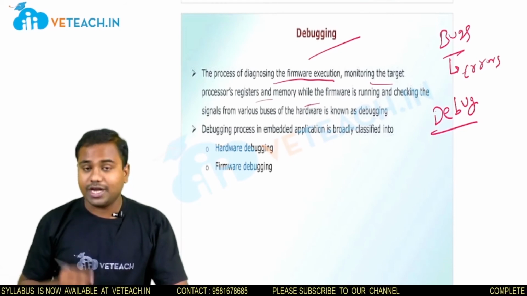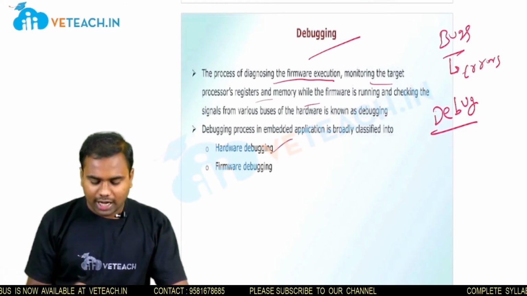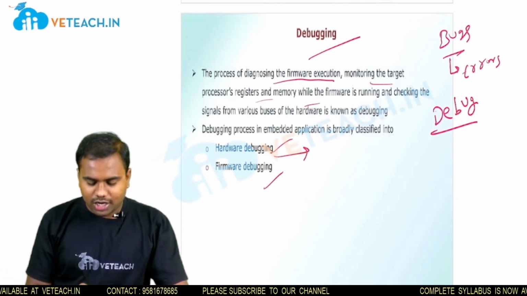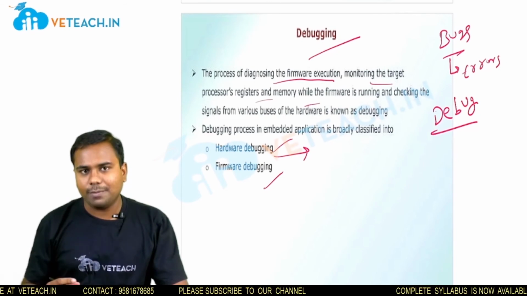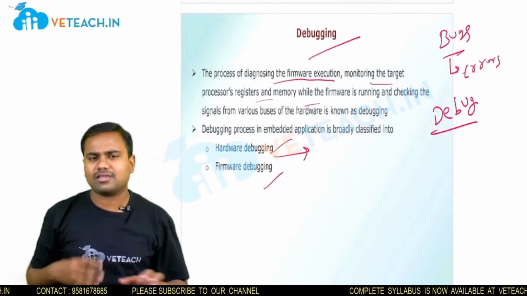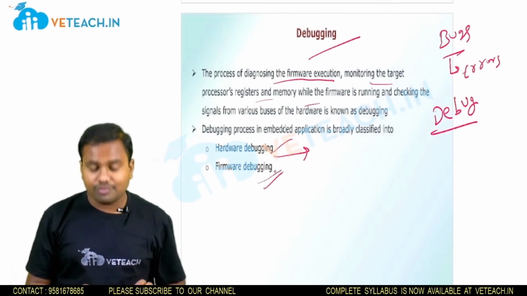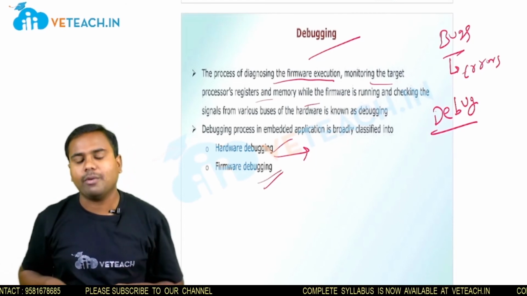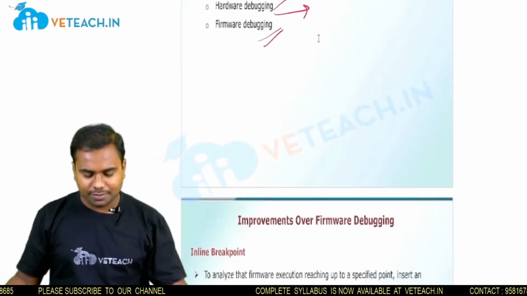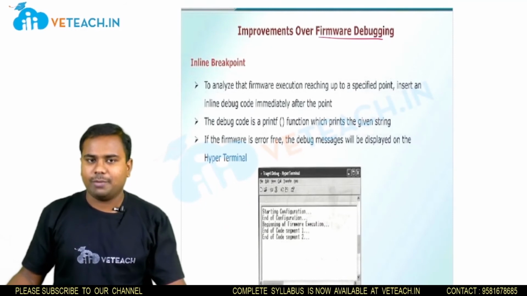The debugging is divided broadly into two parts. They are classified as hardware debugging and firmware debugging. In hardware debugging, we check the hardware contents where we are getting errors. In firmware debugging, we check the programming part where the errors are, and we clear them using this debugging concept. Then we get improvements over firmware debugging.